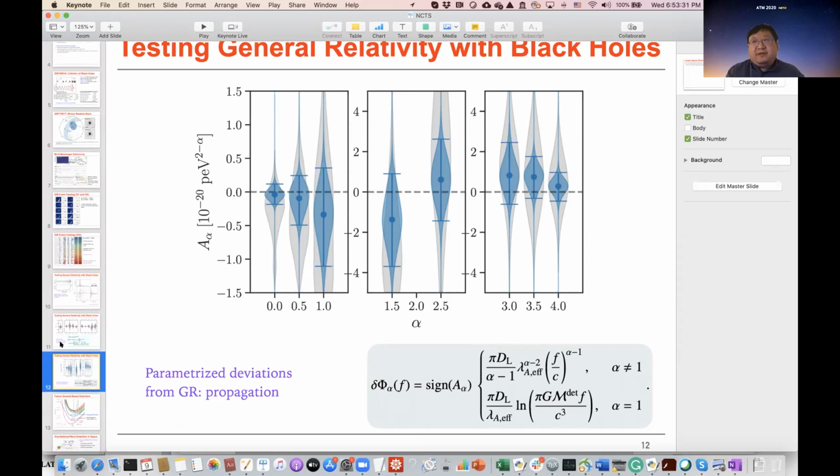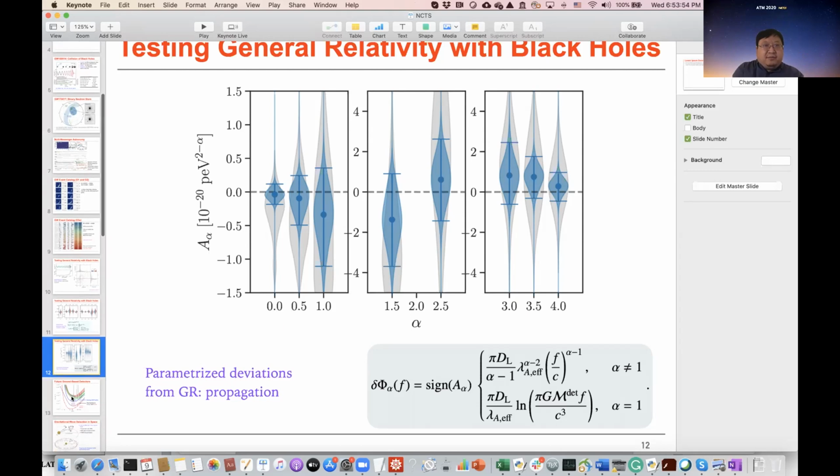So basically, from these tests, we're saying that we have measured roughly an order of 100 binary black hole waveforms. They really seem to agree with the predictions of relativity, both in the generation of the waves and in the propagation. So this is the current status.